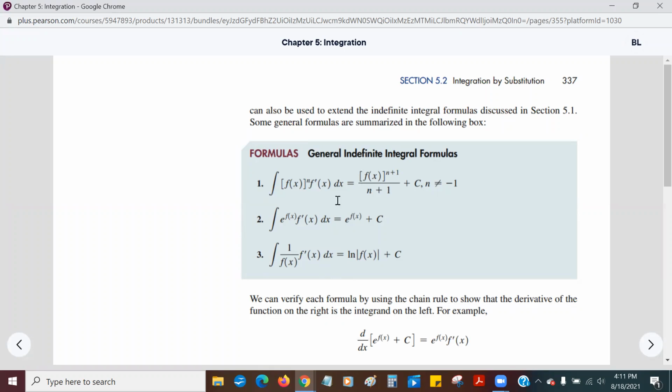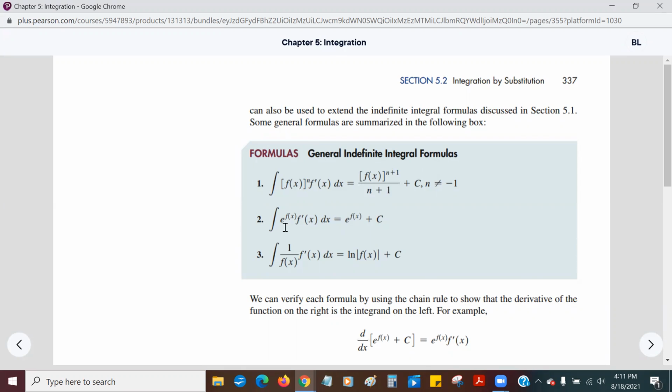Plus c, of course. Because if I take this answer and take the derivative of it, the n plus 1 comes out to the front, and the n plus 1 in the exponent also turns into an n, and the n plus 1 up here cancels out the n plus 1 down there, and I'm left with this guy right here. Of course, with the chain rule, I have to do the f times f prime. So basically, if I take the derivative of this guy, I get that guy right there.